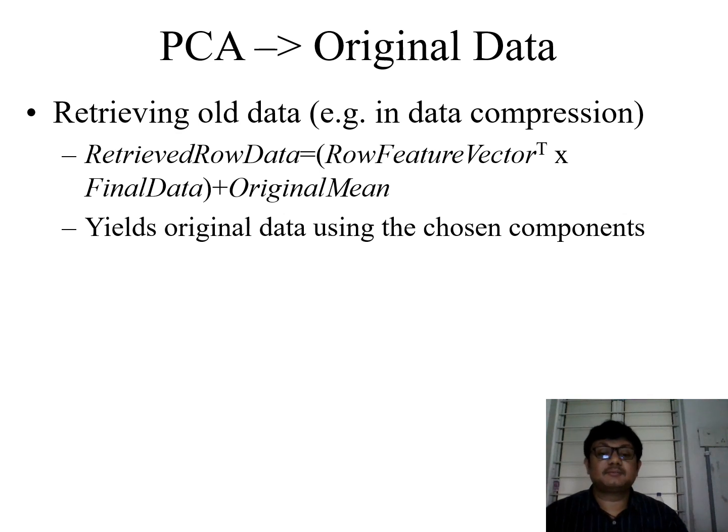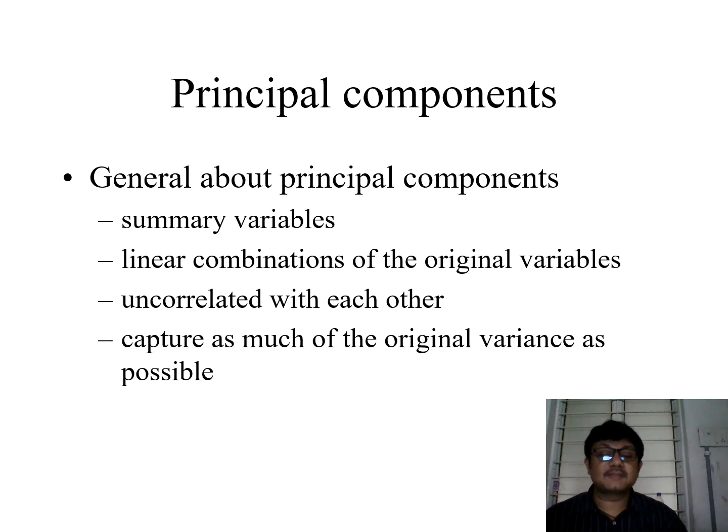What is the relationship between PCA and original data? Retrieving old data, for example in data compression. The retrieved raw data equals the raw feature vectors transformed into final data, plus the original mean, which yields the original data using the chosen components. Principal components in general are summary variables, linear combinations of the original variables, uncorrelated with each other, that capture as much of the original variance as possible.